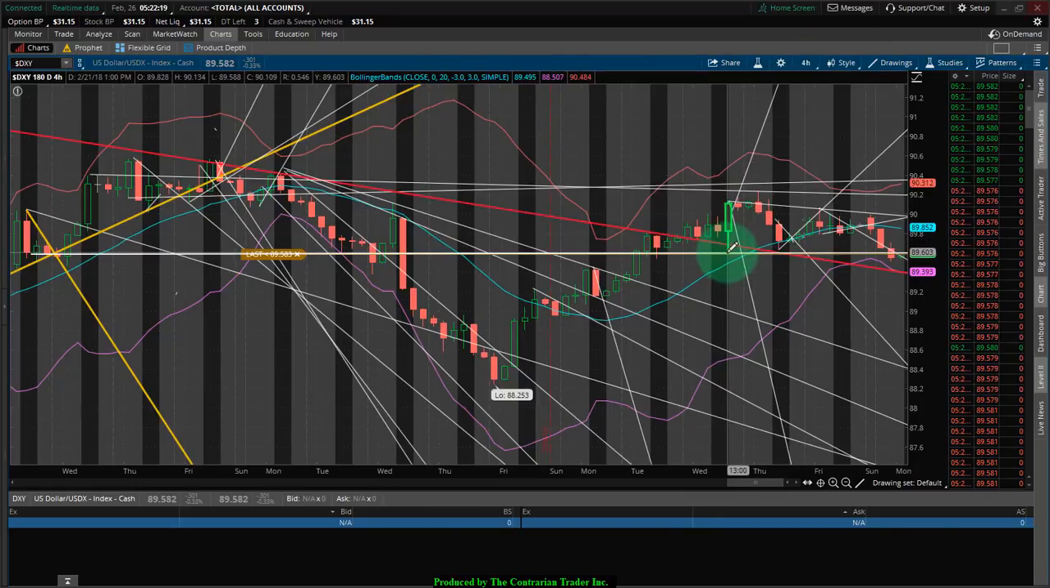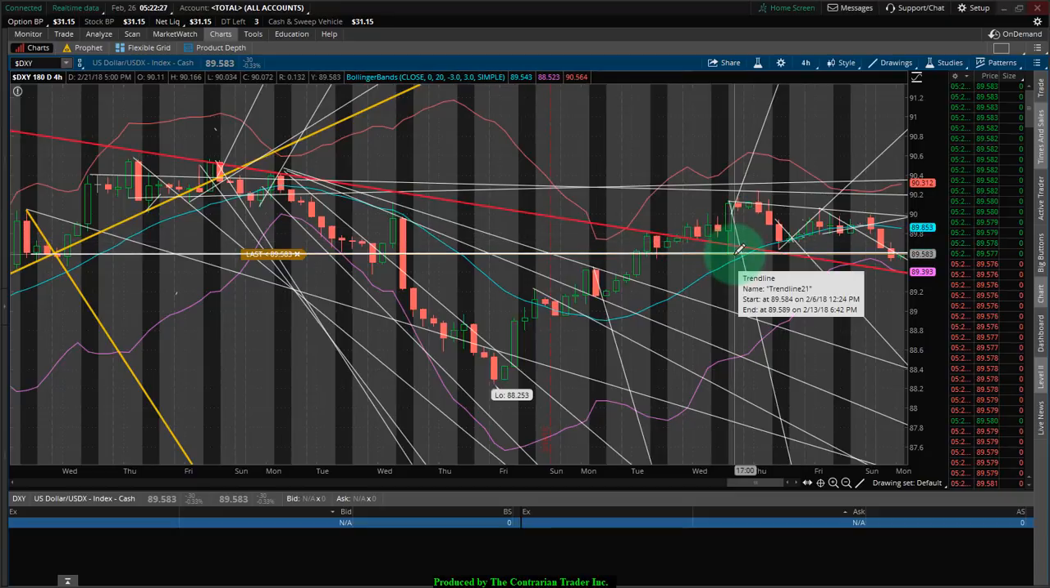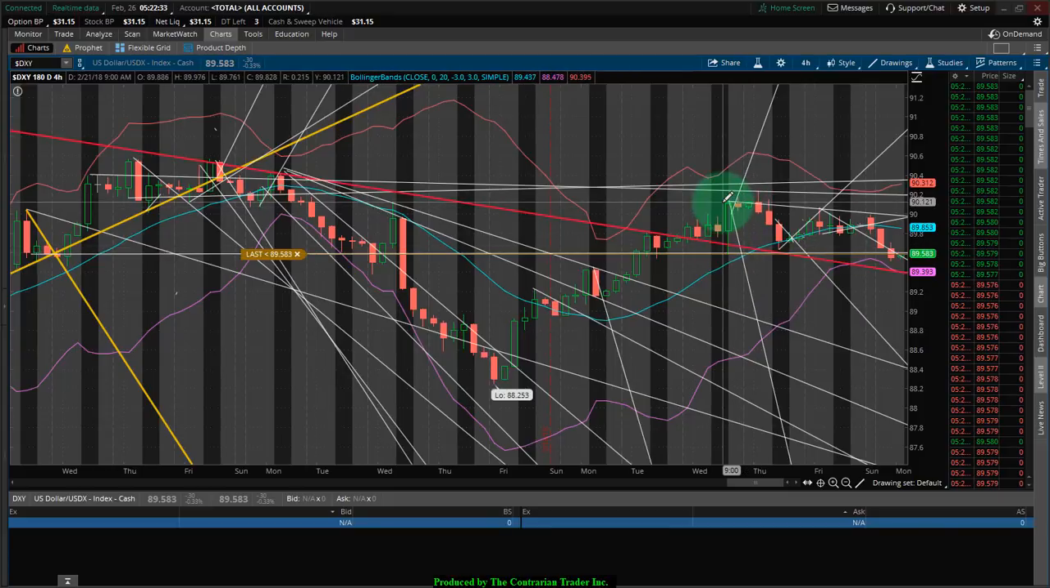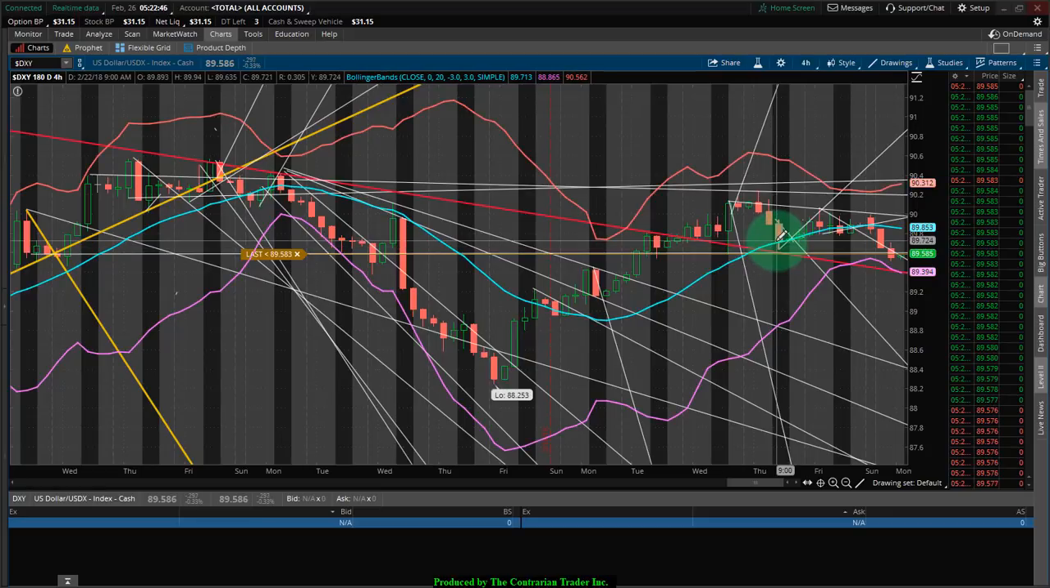Our breakout above this resistance level in red on the 20th was then validated by a pullback and a retest, and then you saw buyers step in, drilling the dollar higher. We have now begun to put in a series of lower highs, and we are now breaking down to lower lows. Why is that significant?